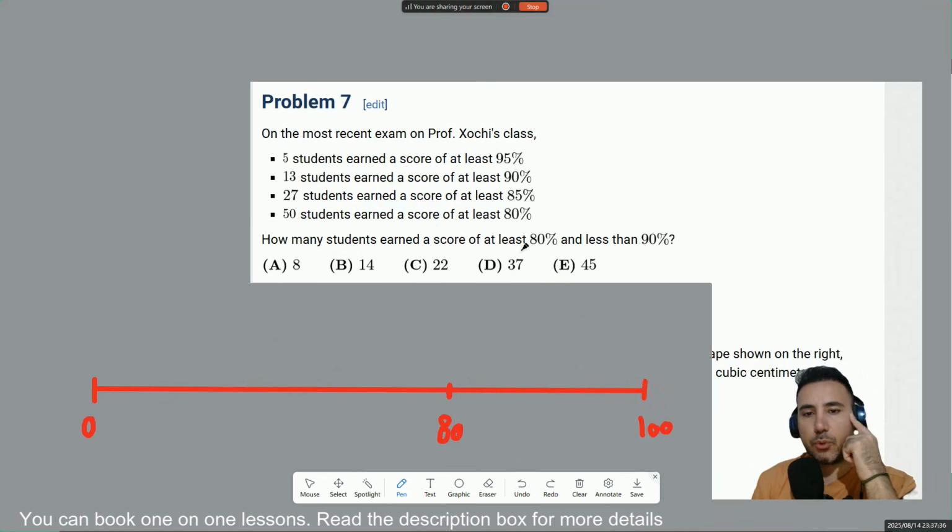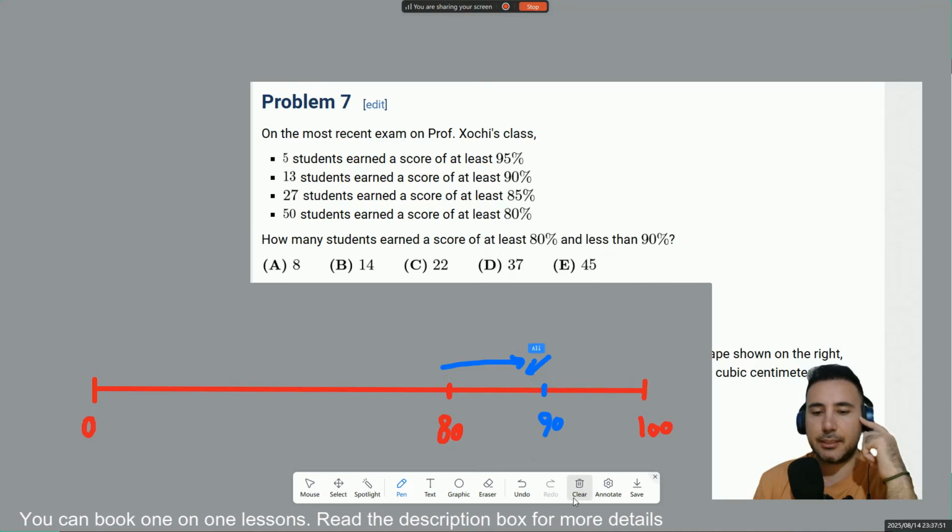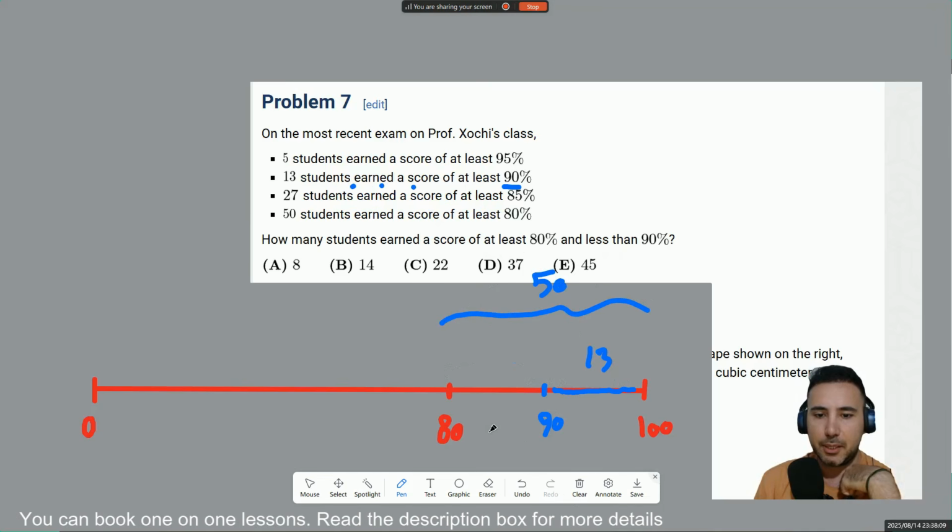So now let's see what the question wants from us. How many students earned a score of at least 80, after 80, and less than 90, before 90? All right? At least 80, but at the same time, less than 90. So let's go. Here we have about 90%. 13 students earned a score of at least 90. So 13 students are here. And we know 50 people are here. So how many people are here? It's very simple, right? 50 minus 13. That's all we have to do. 50 minus 13 is equal to 37.